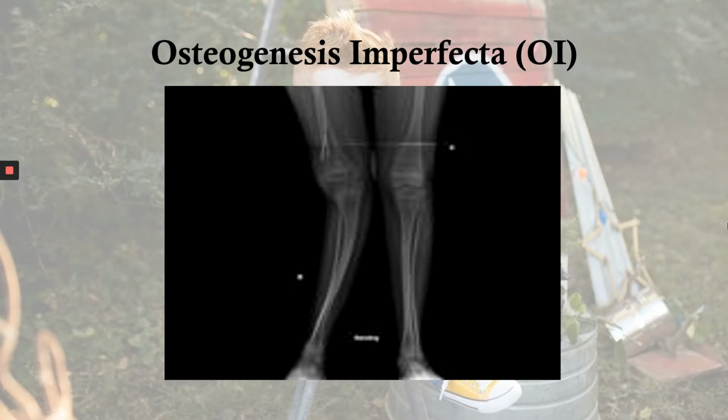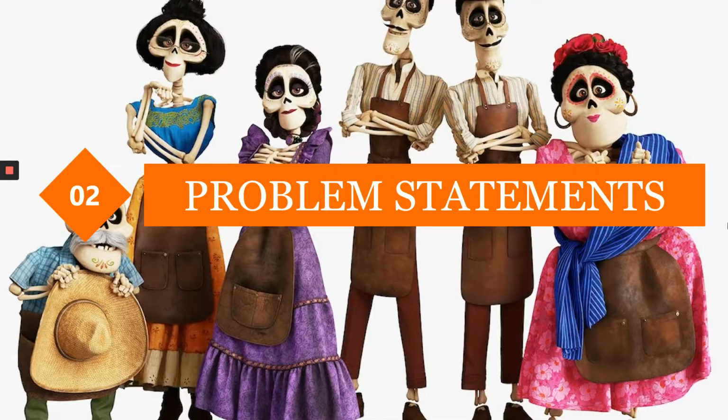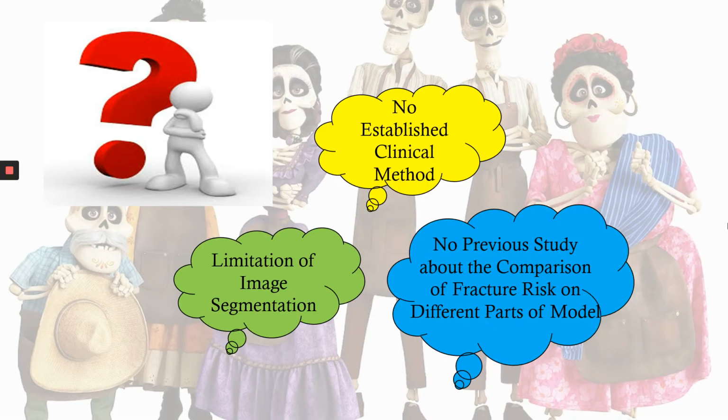OI is known as brittle bone disease. It is caused by increased bone fragility and decreased bone density due to the mutation of genes that affects the bone formations. The main issue of OI is the prediction of the bone fracture. It is important to investigate the resistance of bone to resist force before fracture.